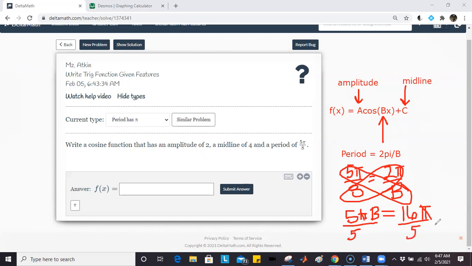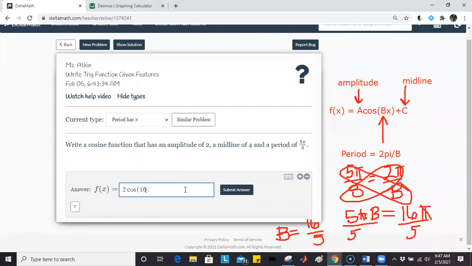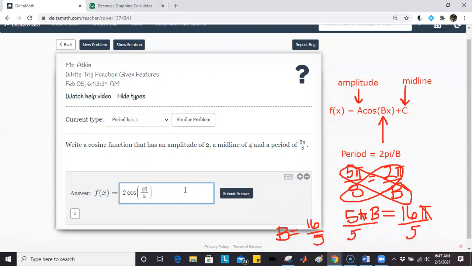So we divided by pi on both sides. I just did that real quick, crossed it out. Now we're dividing by 5 on both sides, so we're going to get that our b is 16 over 5. Not a nice round number, but it's not a problem. It's all good. So the b number that we're putting into our equation is going to be 16 over 5. Our amplitude is 2 cosine 16 divided by 5.